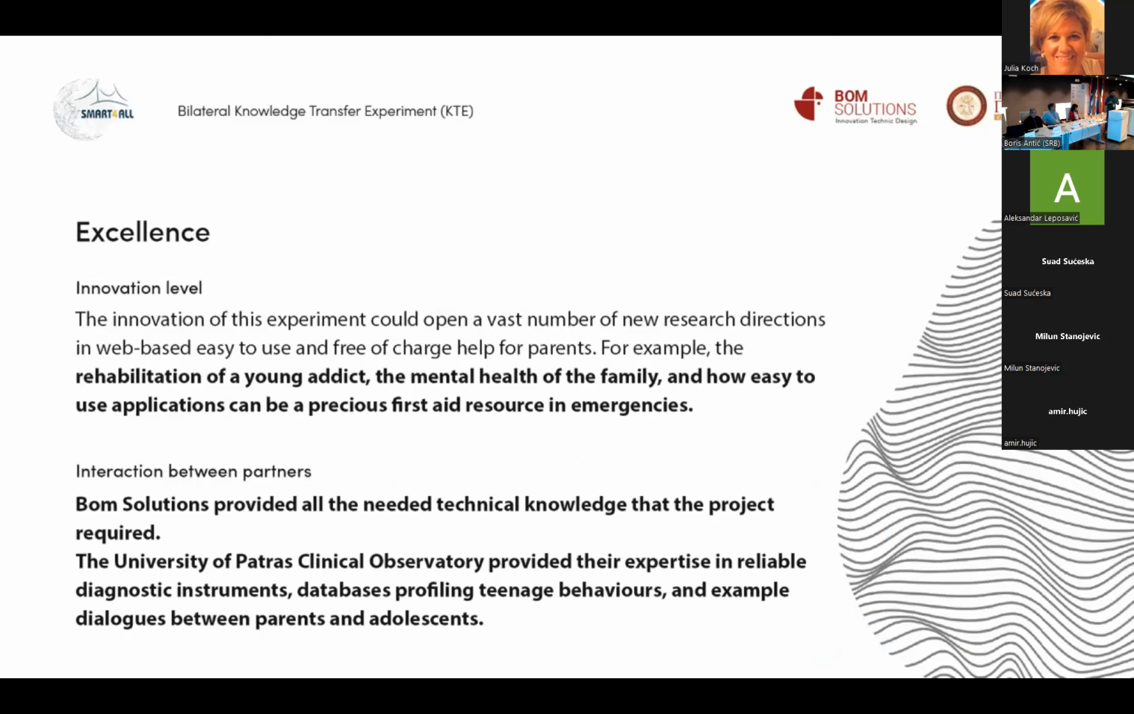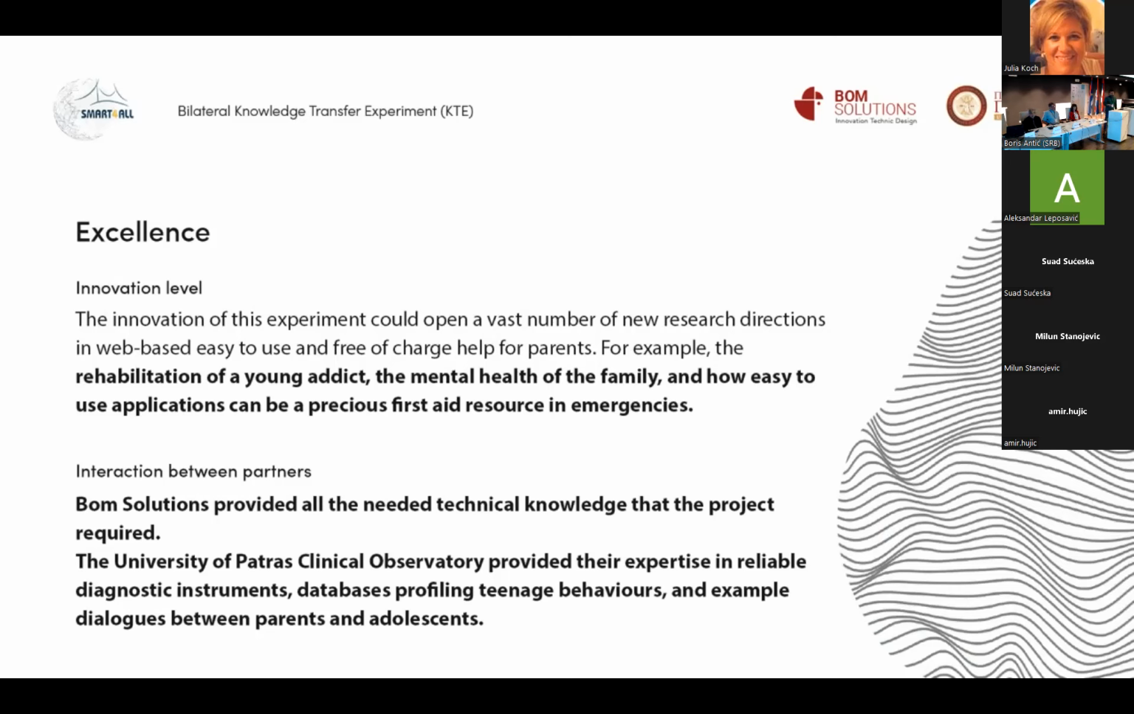So, for example, here, rehabilitation of a young addict, the mental health of the family, and how easy to use the application can be. They can see, by using some of the videos and some of the text inside here, so they can read it. So if they recognize this behavior in their kids, they can call a special number and ask for help: okay, I see some special behavior in my kids, and so on. So this is actually the whole idea.